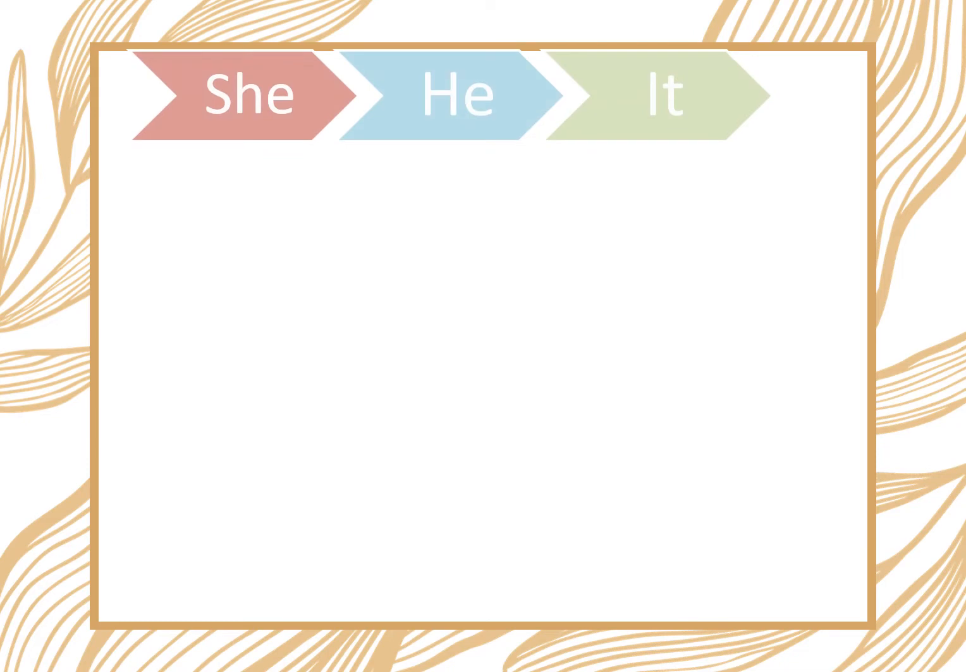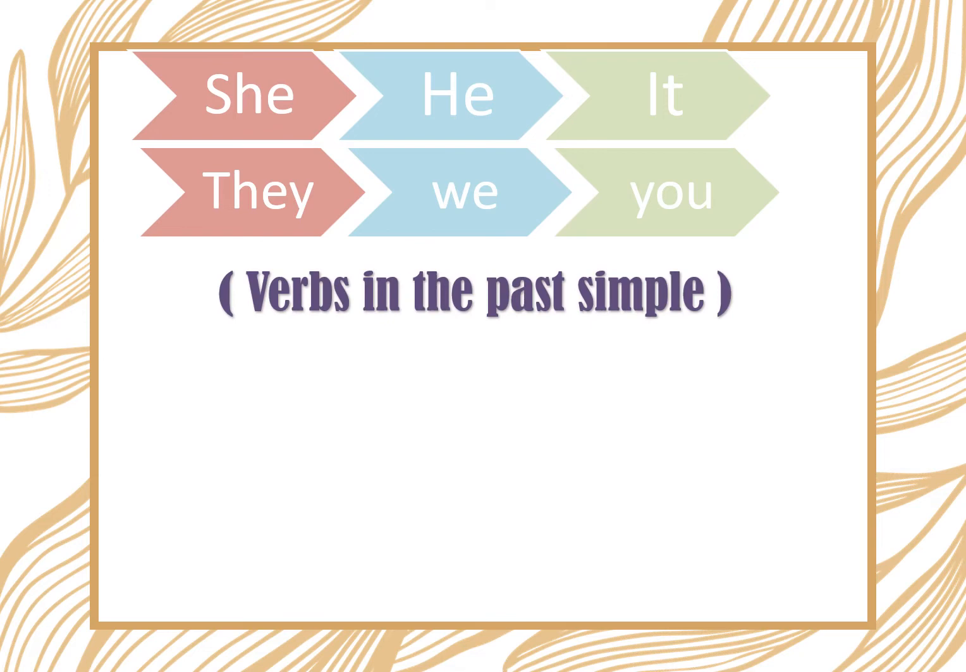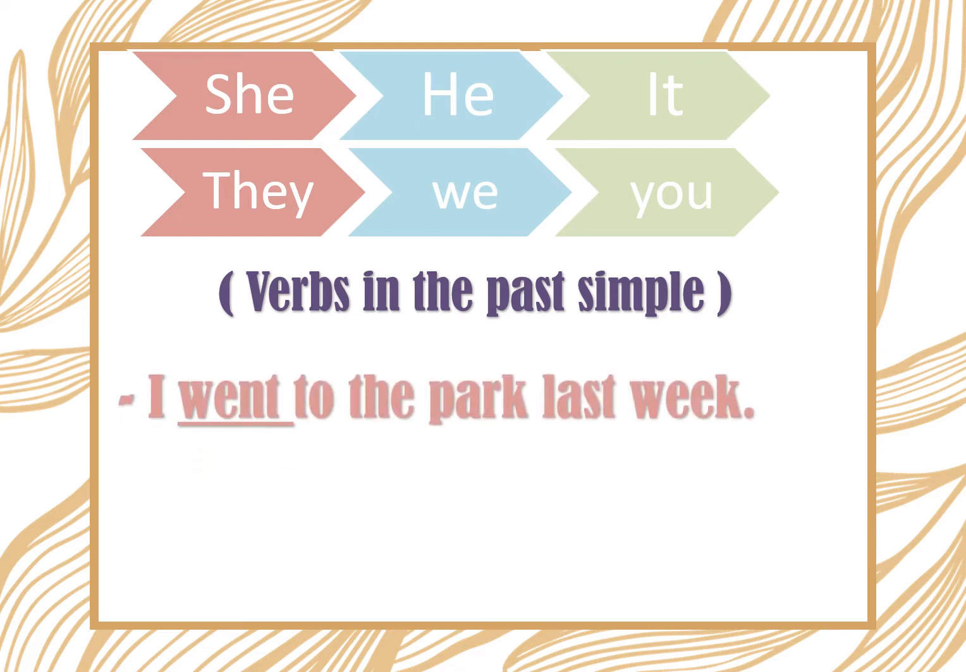Now we will see how to apply the past simple tense in sentences. We will see that all of the pronouns, like she, he, it, they, we, you, and even I, are followed by the verb in the past simple tense. We will see more examples here. I went to the park last week. The keyword of the tense here is last week. And here we used went, which is the past simple tense of the verb go.